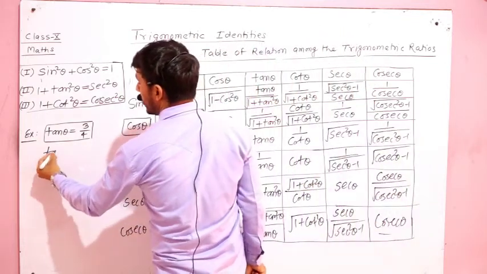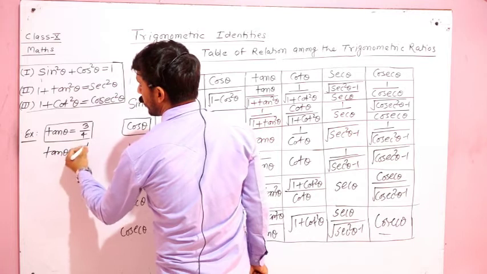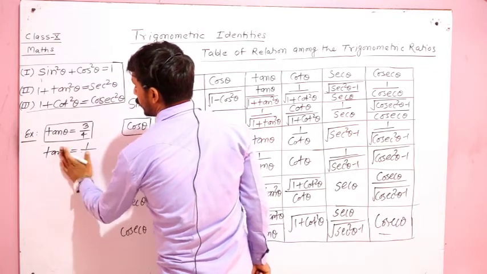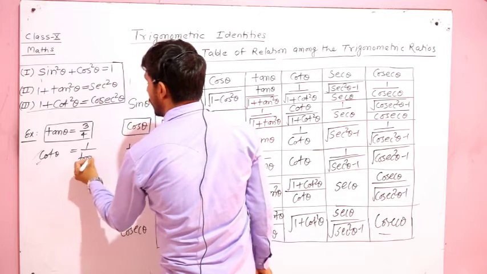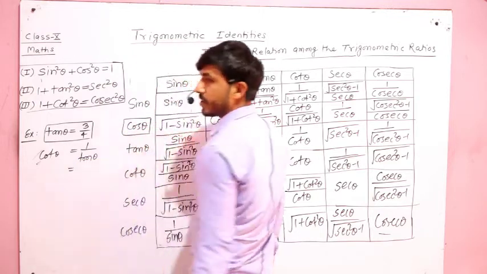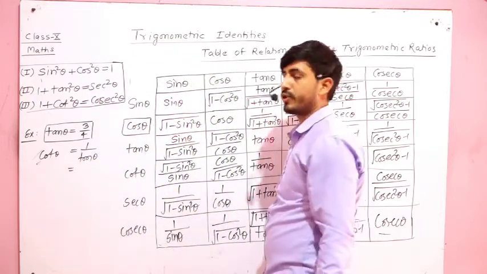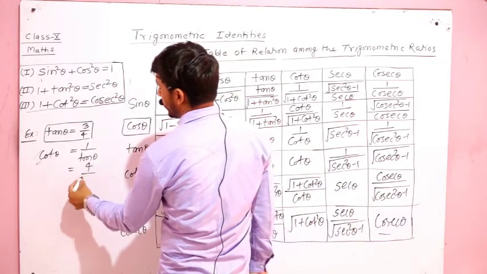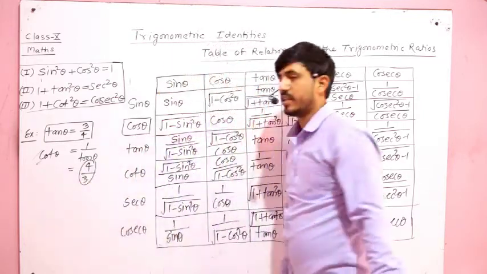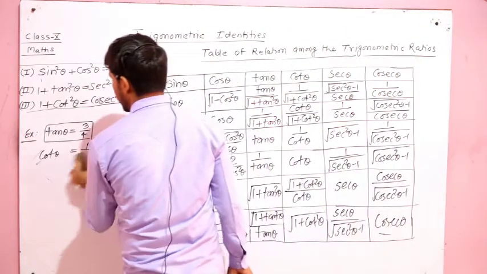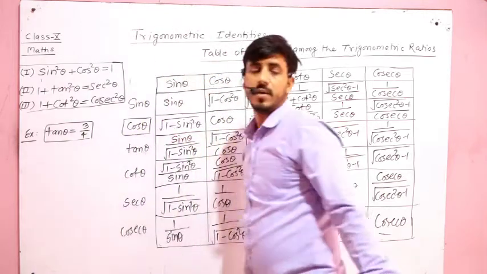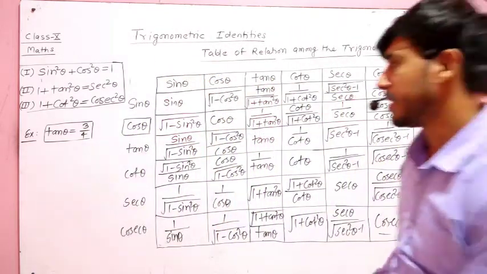We have tan theta equal to 1 upon cot theta. Cot theta is equal to 1 upon tan theta, and you can directly take the inverse, the opposite of this one, and we have 4 upon 3. The next relation we have to find is which value? We have to find the next value, sec theta.